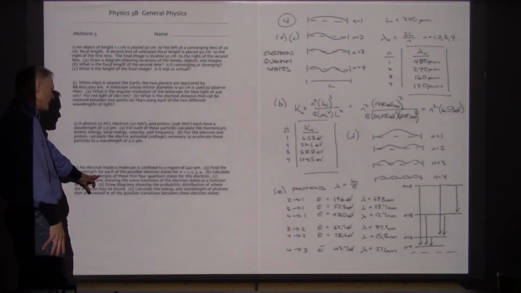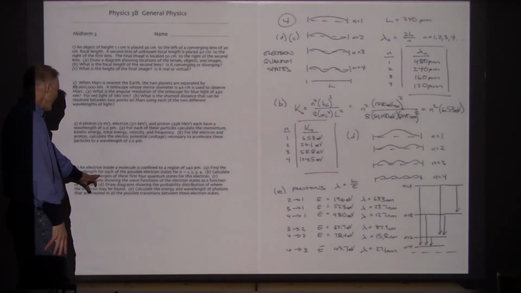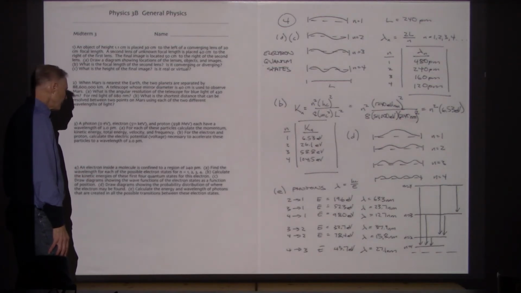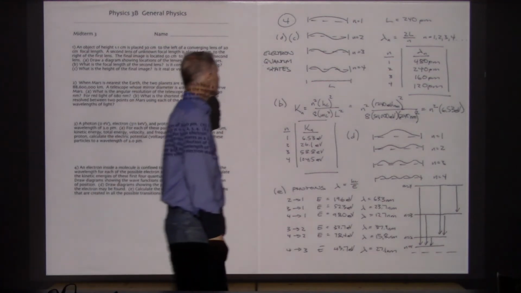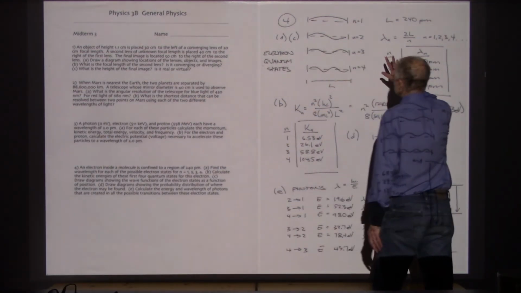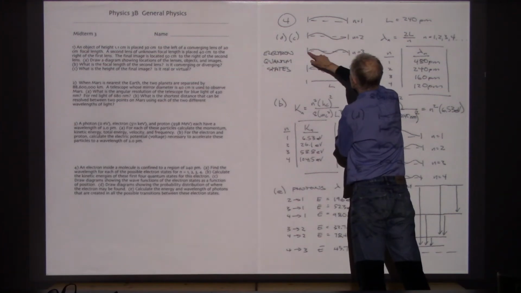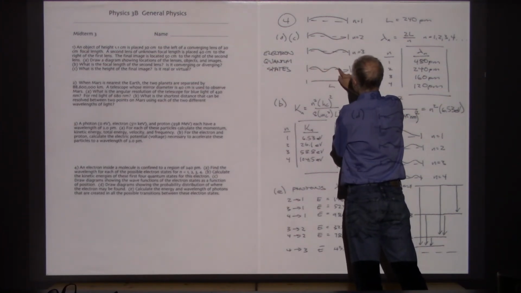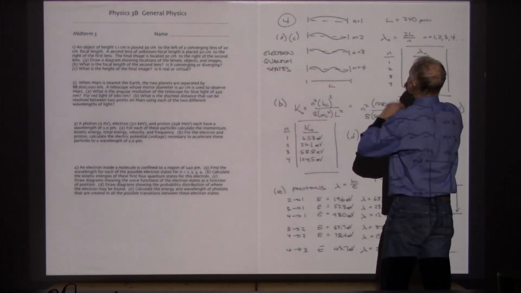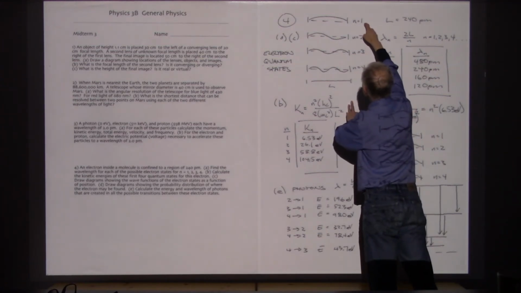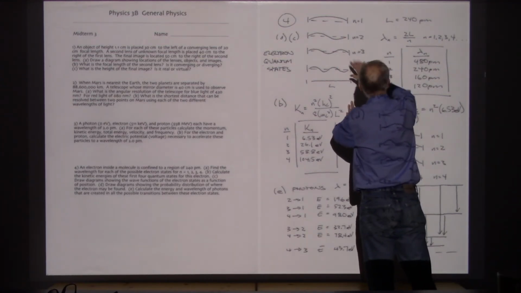Find the wavelength for each of the possible electron states. Let me go back and read through the problem and see how much we've answered and how much is left. What's the wavelength for each of the possible electron states? So I can draw these states, and remember, these are sine functions, so they need to look like sine functions, and they need to zero out at the ends. So here is quantum state 1, 2, 3, 4, the wave functions.